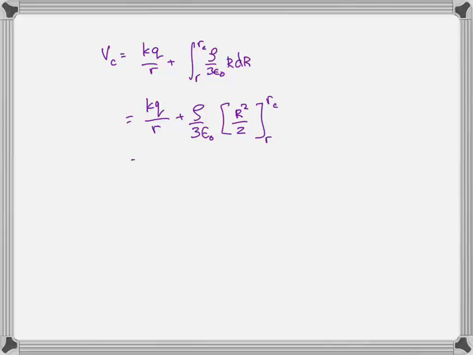And so we end up getting that the potential at the point C in the sphere is KQ over R plus rho over 3 epsilon 0 times RC squared minus R squared over 2. And that probably simplifies a little bit, but not a lot. So there you go. That's the potential at the point C inside the sphere.